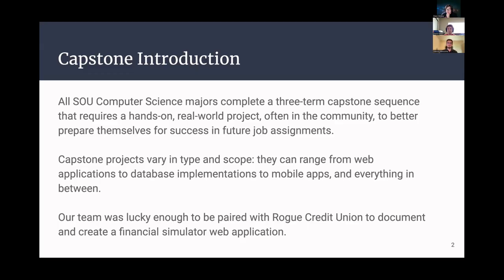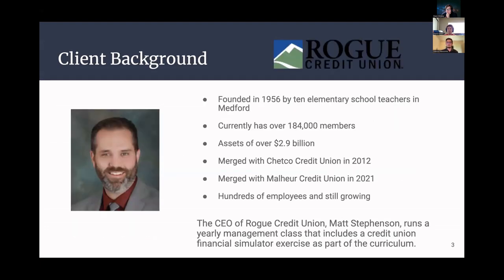They can range from web applications to database implementation to mobile apps and everything in between. Our team was lucky enough to have paired with Rogue Credit Union to document and create a financial simulator web application. A little bit about Rogue. They were founded in 1956 by 10 elementary school teachers in Medford. They currently have over 184,000 members. They have assets over $2.9 billion. In 2012, they merged with Chetco Credit Union, and in 2021, they merged with Malheur Credit Union. Hundreds of employees currently work at Rogue, and they're constantly growing. The CEO of Rogue Credit Union, Matt Stevenson, runs a yearly management class that includes a credit union financial simulator exercise as part of its curriculum.